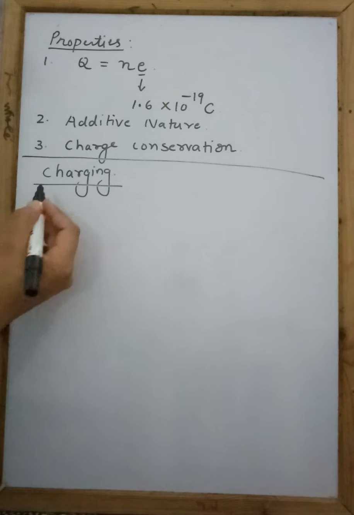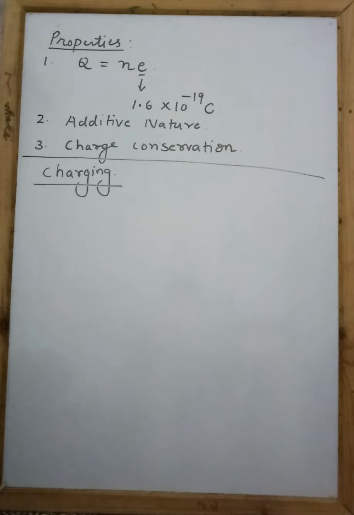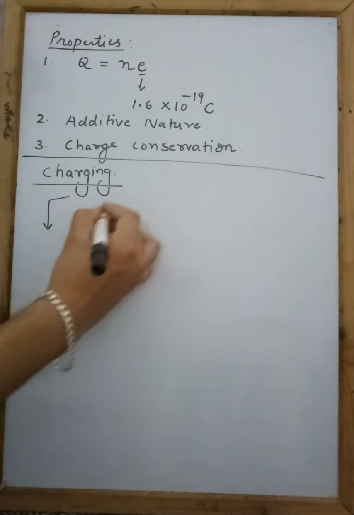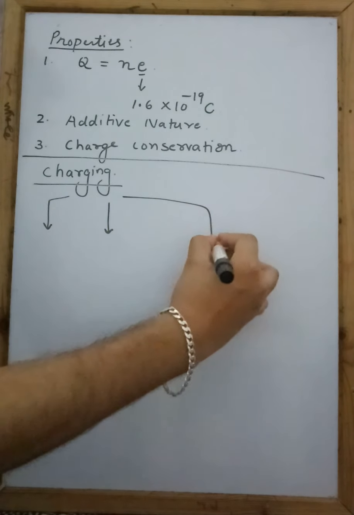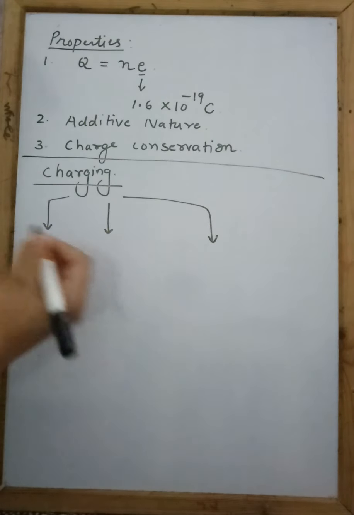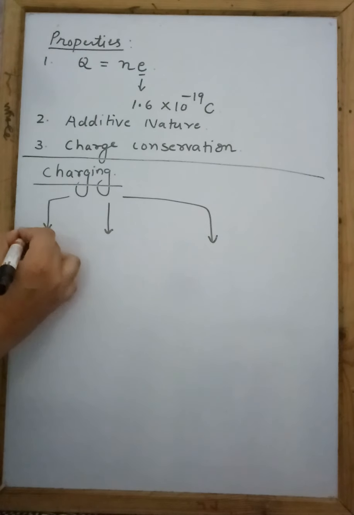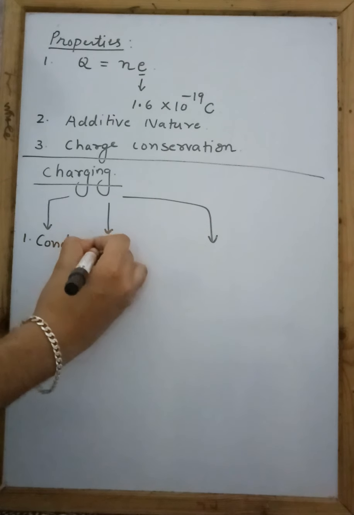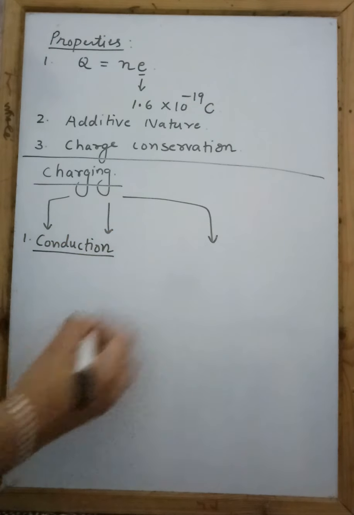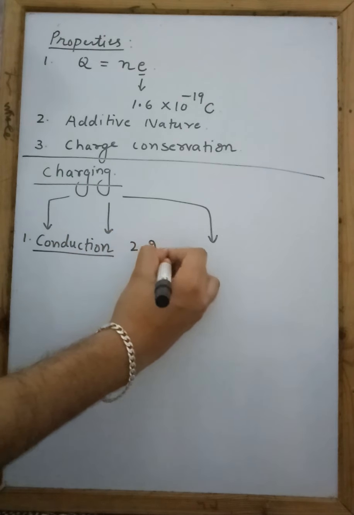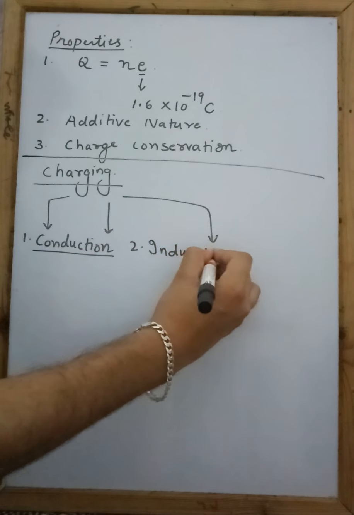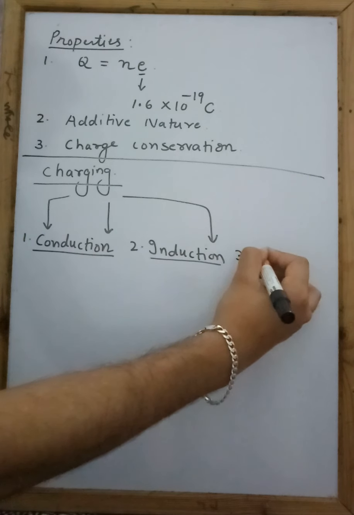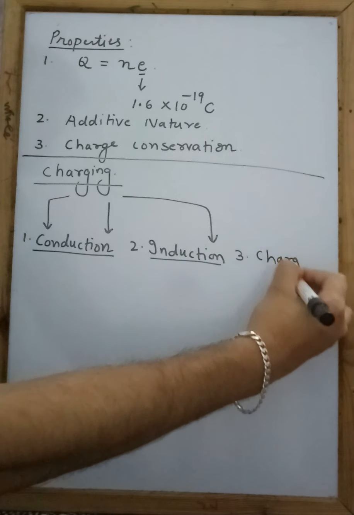So class, when I say charging, it basically means that you have to give charge to a body. So how do you charge a body? There are three methods for that. So there are three methods of charging. To give charge to a body, number one is conduction. You must have heard about this, conduction. Number two is induction. So conduction, induction, and then there is charging by rubbing.